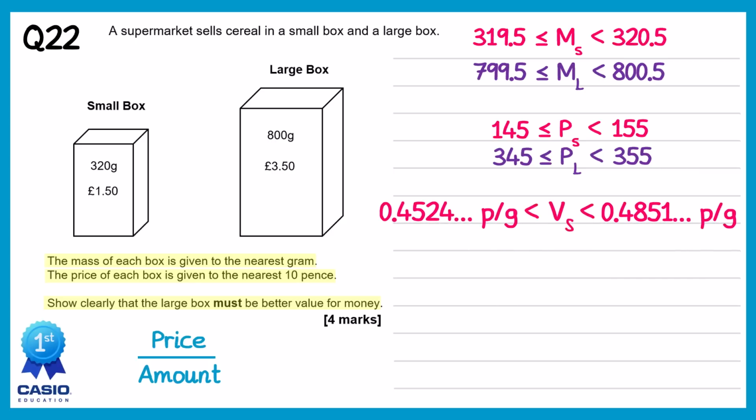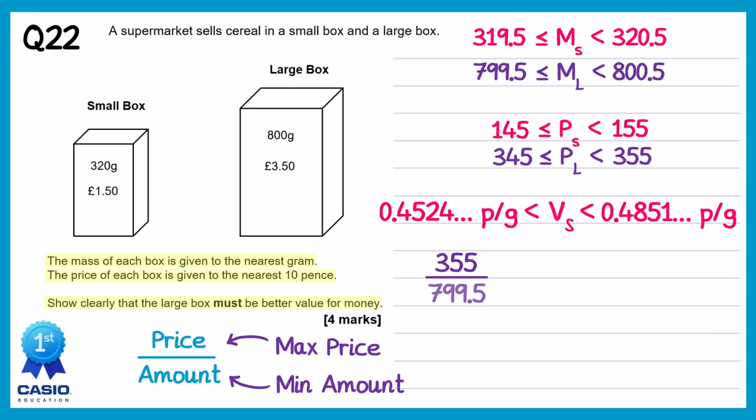Let's do the same idea for the large box. So we'll do the maximum price, divide by the minimum amount first. The maximum price of the large box is 355, and the minimum amount is 799.5. If we divide those, we get this number here.